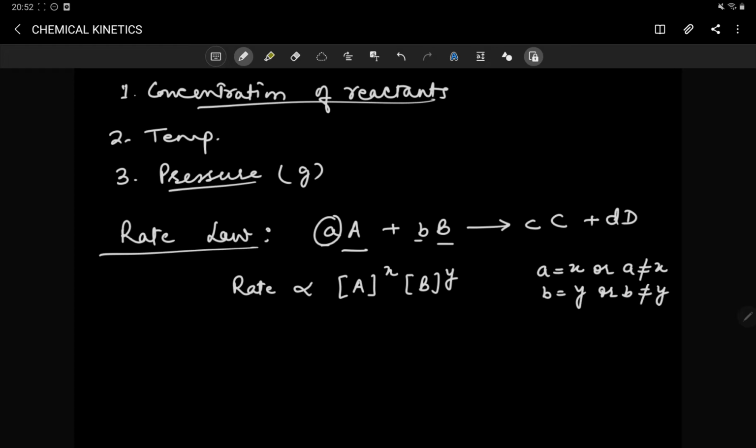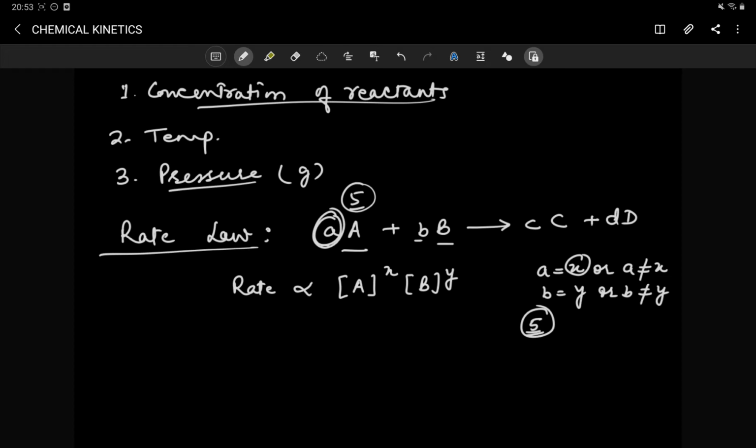What I am trying to say here is, say for example, we are taking 5 moles in the balanced chemical equation. Say here a is 5. It is not necessary that all 5 are participating in the reaction, or all 5 are affecting the rate of reaction. Maybe out of this 5, only 3 are affecting the rate of reaction. So that 3 is the x, which is actually affecting the rate of reaction. So this is called rate law. So what is rate law? How do we define rate law?